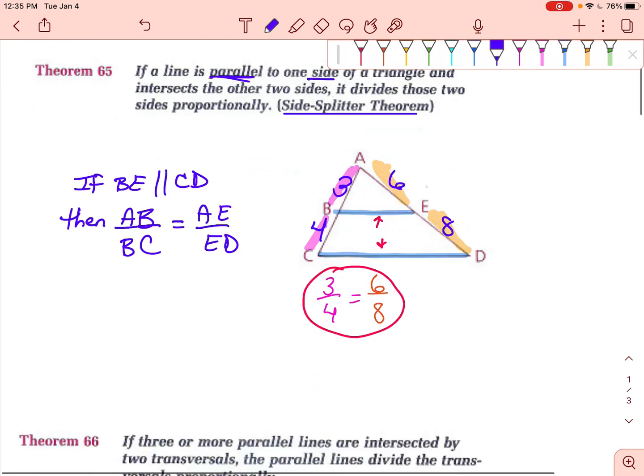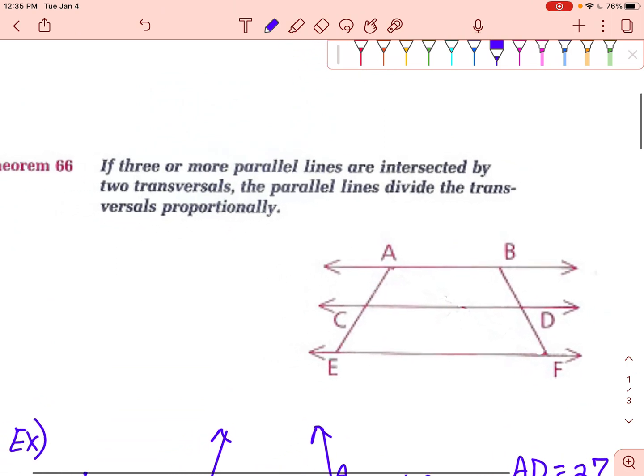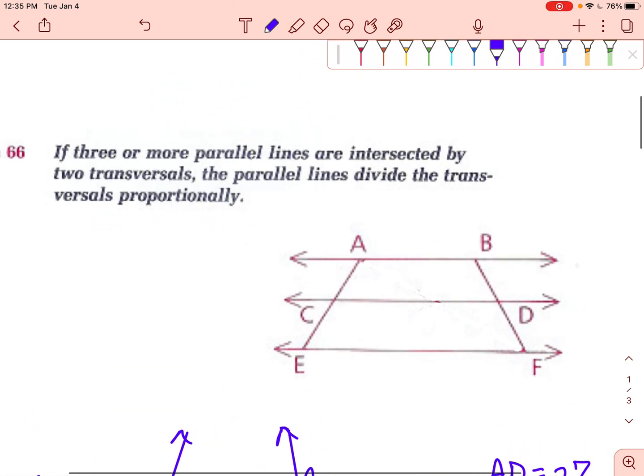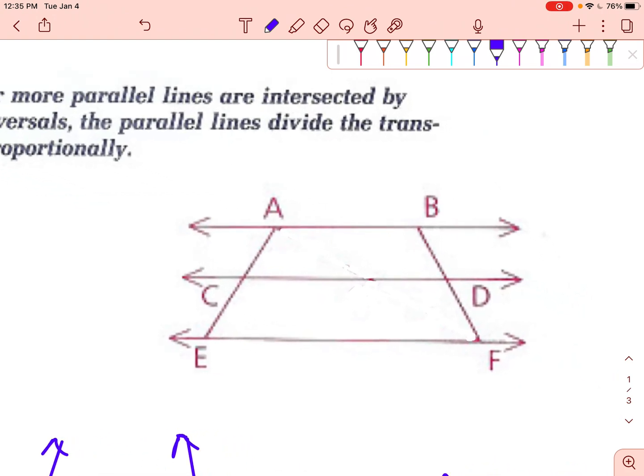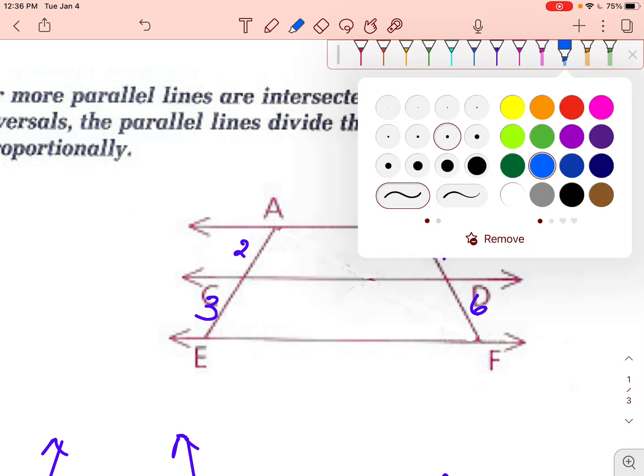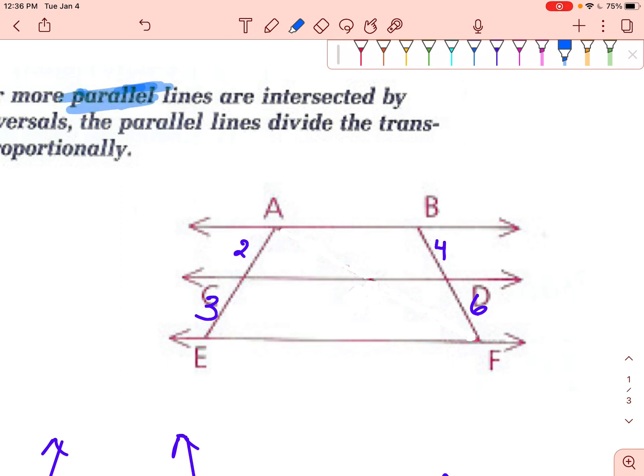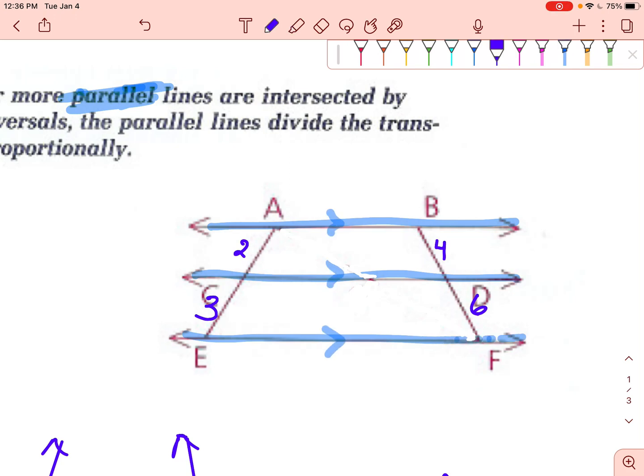That's the side splitter. Same thing, this is like a souped up version of that. So if 3 or more parallel lines are intersected by transversals, then the parallel lines divide them proportionately. Once again, if this is 2 and this is 3 and this is 4, this then would have to be 6. And of course, the only reason that this is working is if you know that these lines are parallel. So if these lines are stated to be parallel, then it will split the sides proportionately.